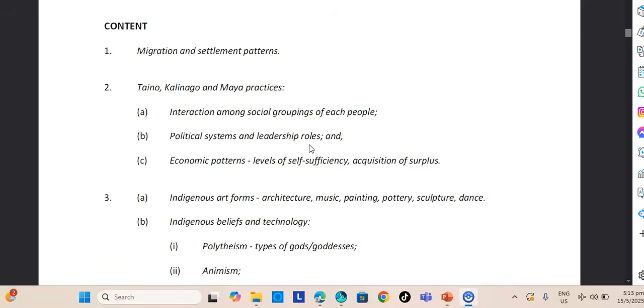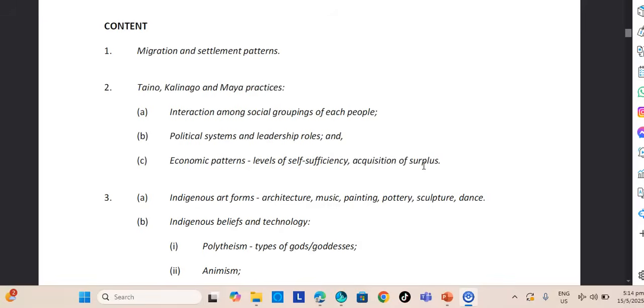Their level of self-sufficiency and acquisition of surplus. The Kalinago community was largely self-sufficient, producing enough food and tools to sustain themselves. Cassava bread was a staple and could be stored, giving them a reliable food source. Surplus goods, for example food, cotton, and tools, were traded with neighboring highlands, or stockpiled in preparation for war or hard times. Raids and warfare also brought goods and captives who were sometimes assimilated into the society.